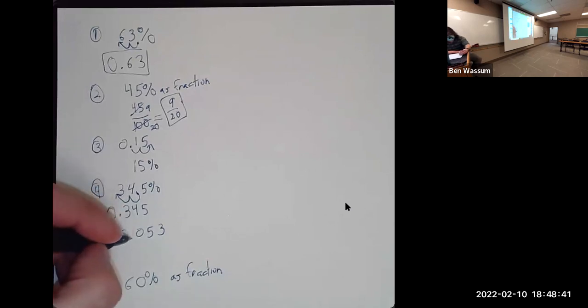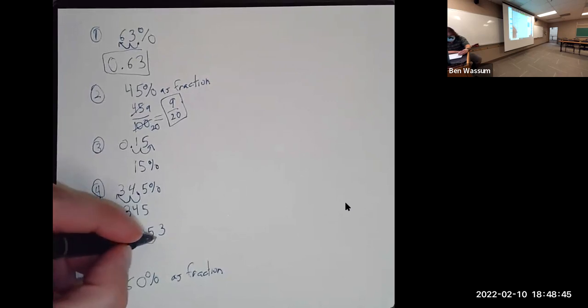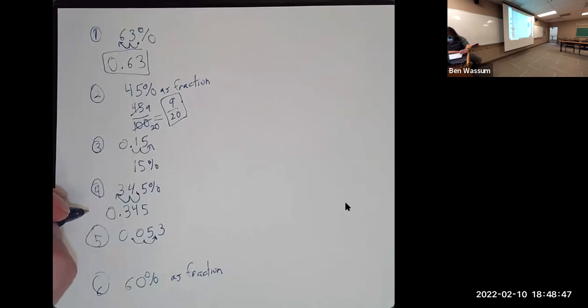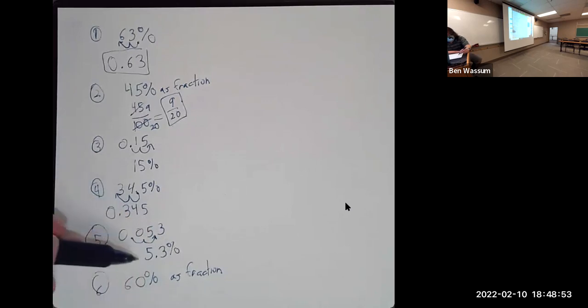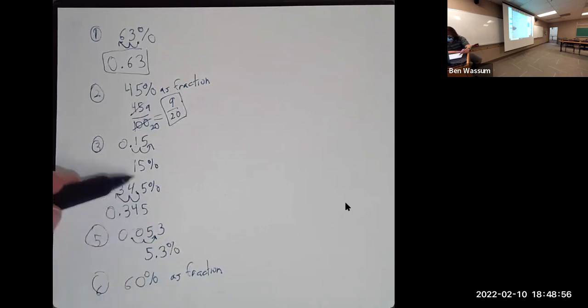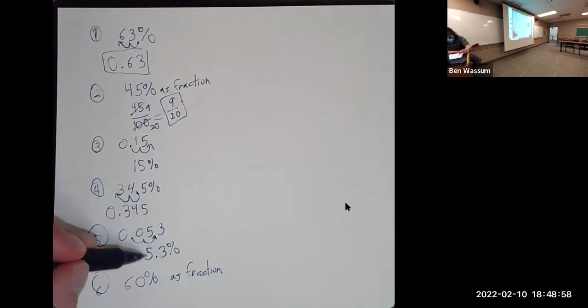So that decimal right there is going to shift over by 2. We end up with 5.3%. You can absolutely, just like this last example, have a decimal in your percentage. If it goes past 2 digits, it's going to end up having a decimal.